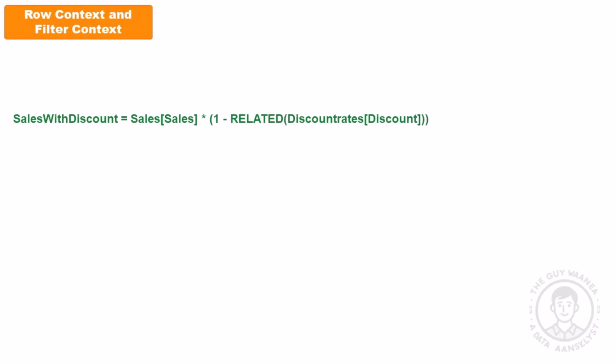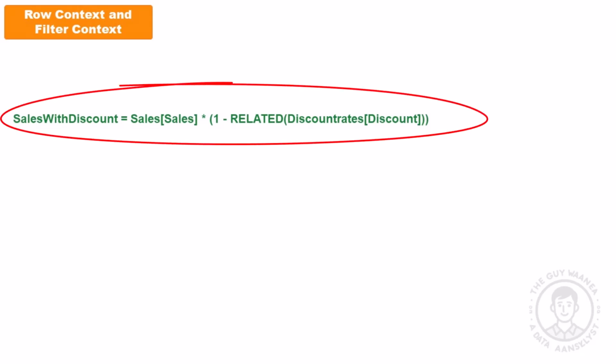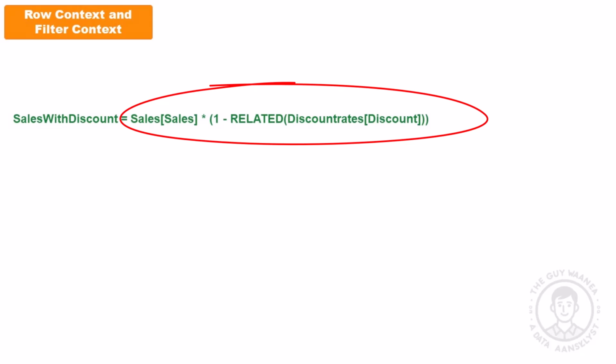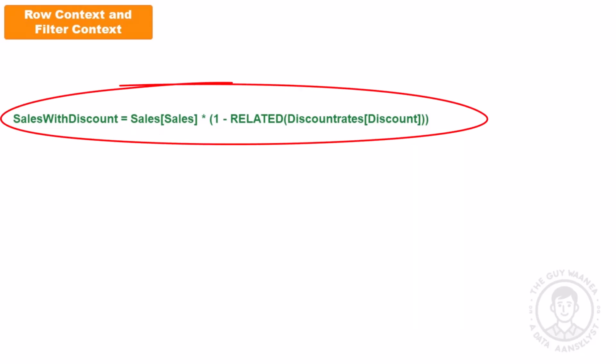This DAX formula will calculate the sales amount after applying the discount. 1 minus RELATED(DiscountRates[Discount]). This calculates the discount factor by subtracting the discount rate from 1. Sales multiplied by 1 minus RELATED(DiscountRates[Discount]). This multiplies the sales amount by the discount factor to get the sales amount after applying the discount. This formula applies the appropriate discount rate to each row based on the product category.